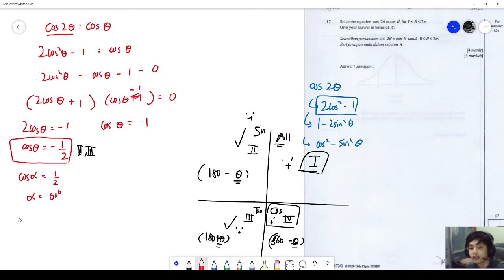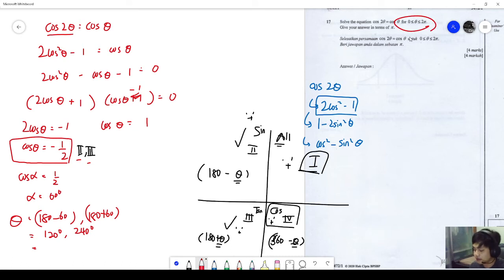So from here we can apply the answers in the second and third quadrant, where it's 180 minus 60 and 180 plus 60. So we have the answer as 120 degrees and 240 degrees. They want our answers in pi because they gave us the range, the domain, in pi. So it's 120 times pi divided by 180.